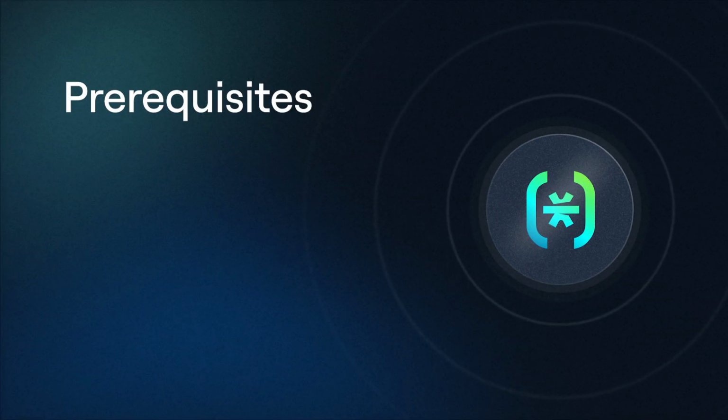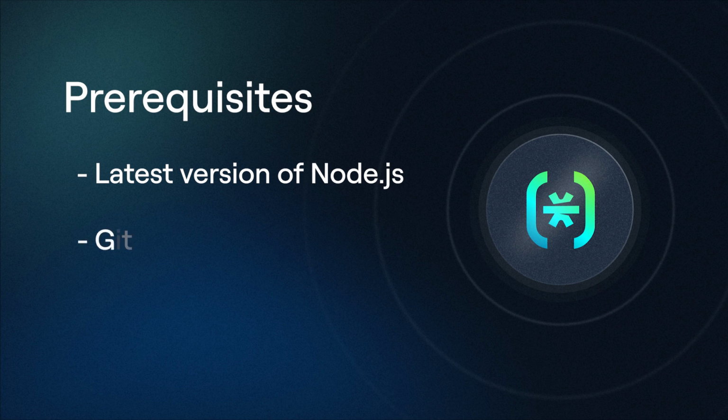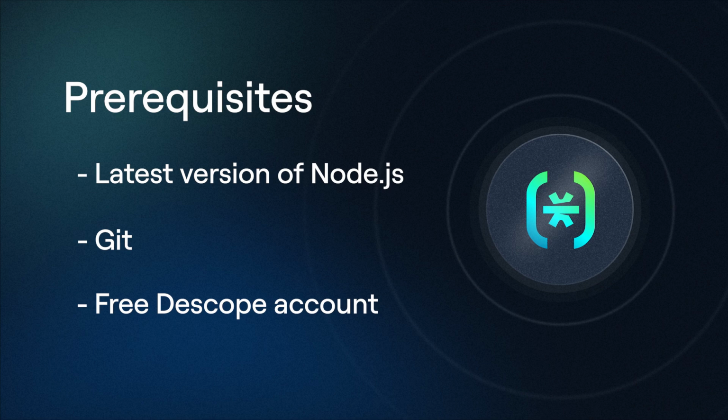To follow along with this tutorial, you'll need the latest version of Node.js and Git installed in your system. You'll also need a free Descope account. You can sign up for one using the link in the description.